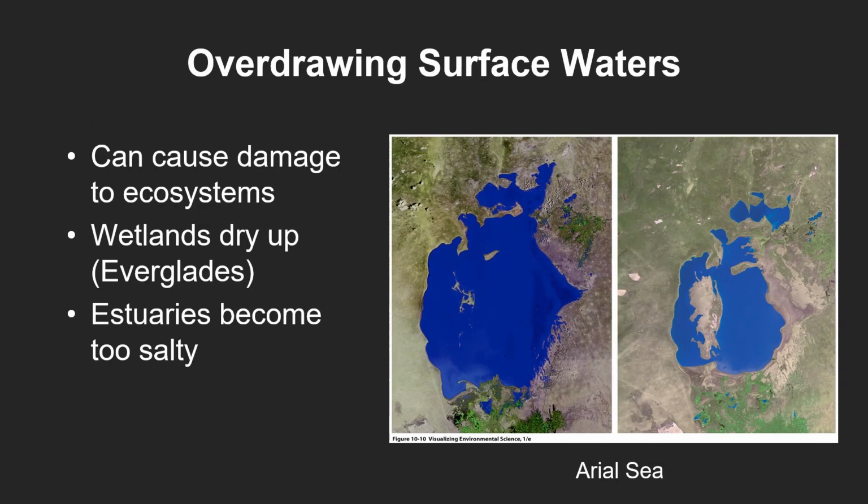Groundwater and surface water are tightly connected. When groundwater is overdrawn, it can reduce the flow of water feeding wetlands, rivers, and estuaries. This disrupts ecosystems, increases salinity, and can degrade water quality. The Everglades are a classic example of how reduced groundwater levels can alter an entire landscape.